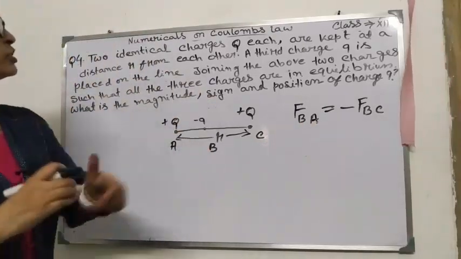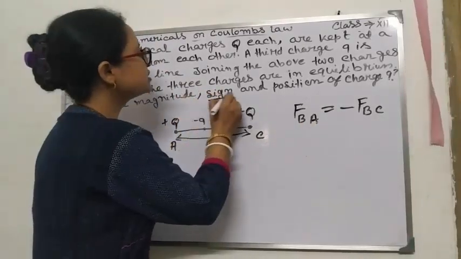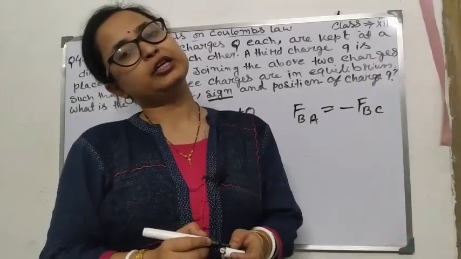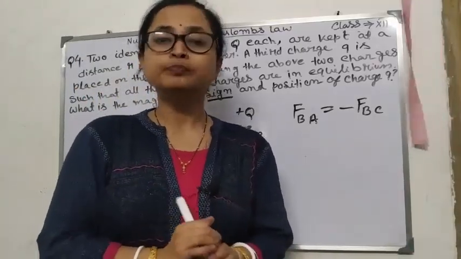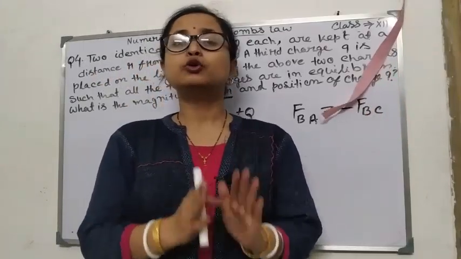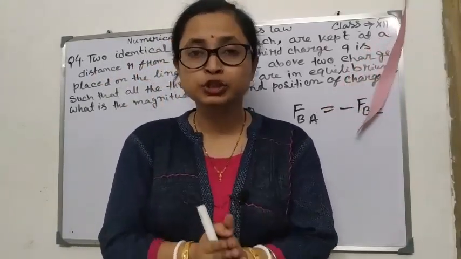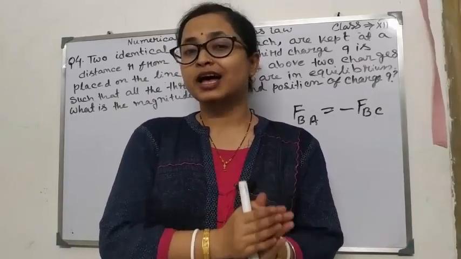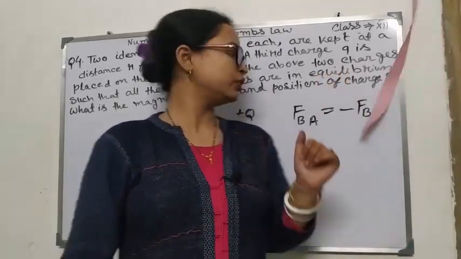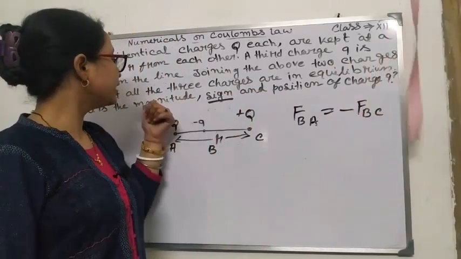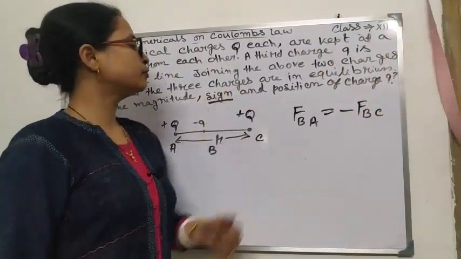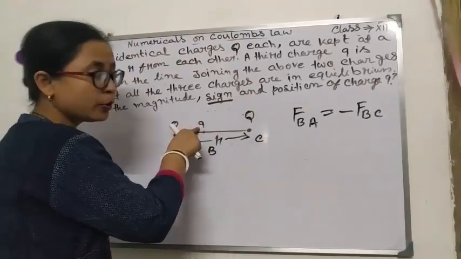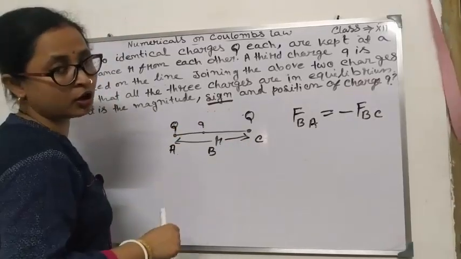So for the first question, we already have the answer for the sign: the sign of small q must be opposite to the capital Q charge. Why? Because in order to get the equilibrium condition, the total force of the system must be 0. That's why the sign of the charge small q should be opposite to the sign of capital Q. Clear? Now we have to find the magnitude as well as the position. As positive and negative are not given, you just have to write that the sign of small q is opposite to the sign of capital Q.